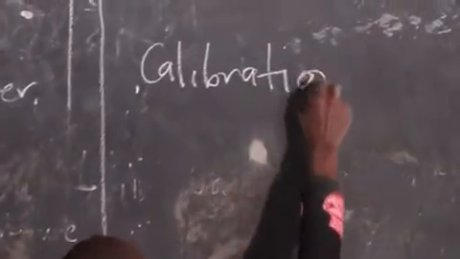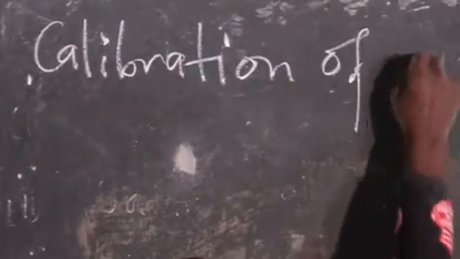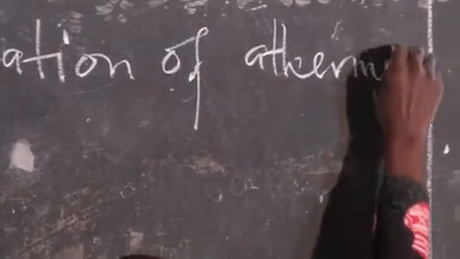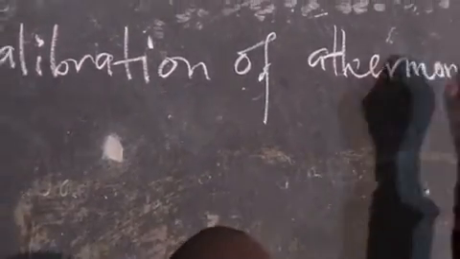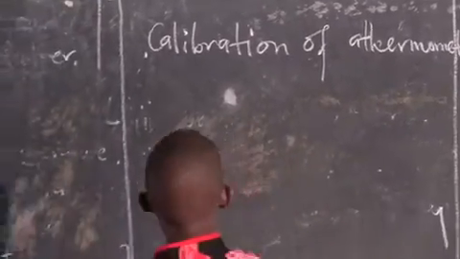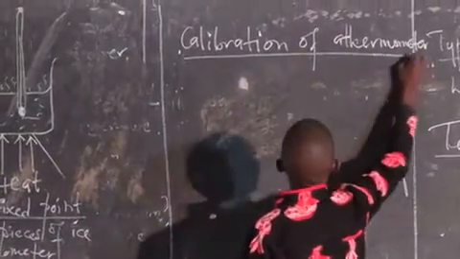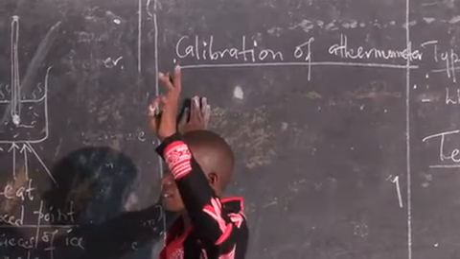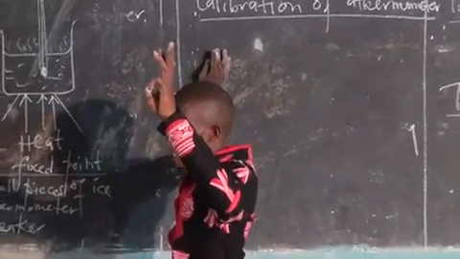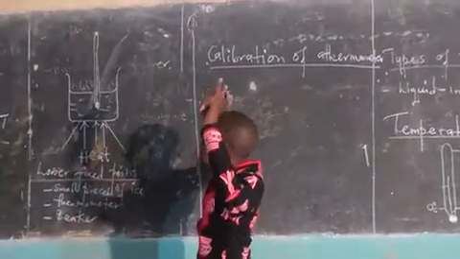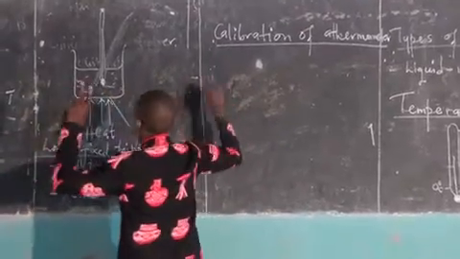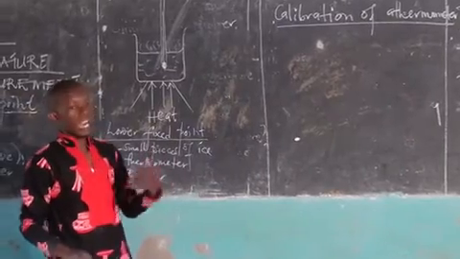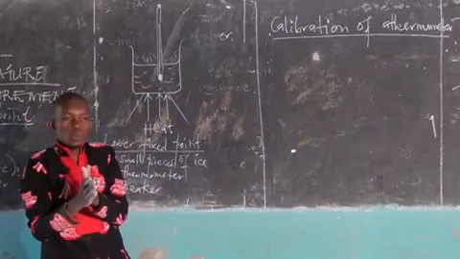Calibration of a thermometer. Calibration of thermometer. Here we talk about the upper and the lower fixed temperature. The upper and the lower fixed temperature, how are we going to combine the two?